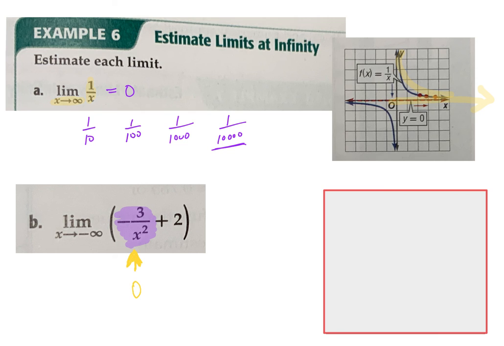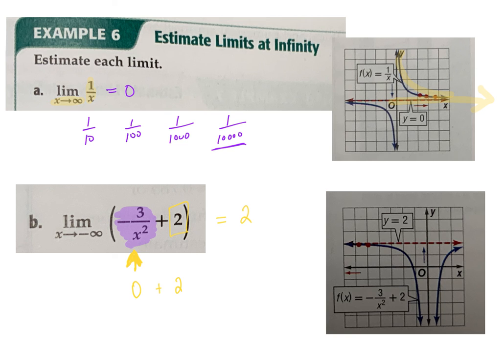0. Is my 2 changing as my x changes? Is there an x with my 2? No, so my 2 is not changing. So we have 0 plus 2. That's what it's moving towards. So my overall limit here would be what? 2. And you can see from this graph that as it approaches negative infinity, you have this horizontal asymptote here at 2.